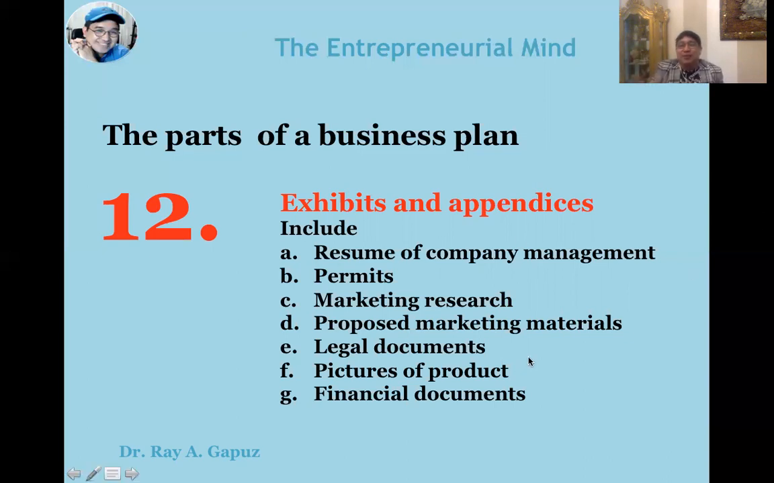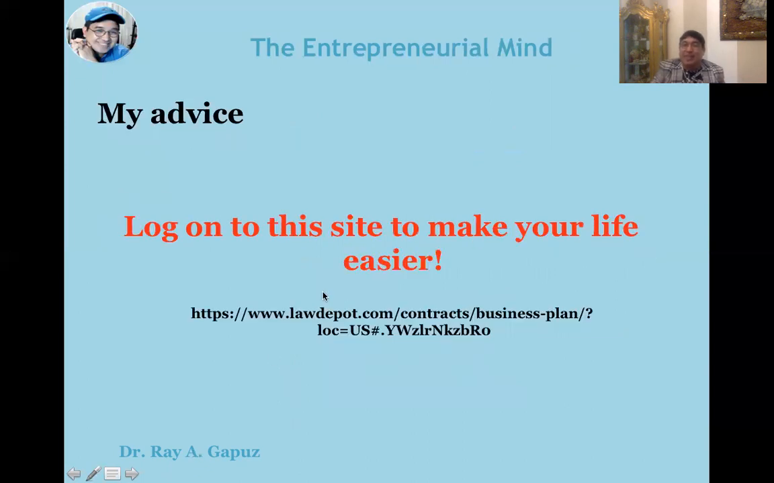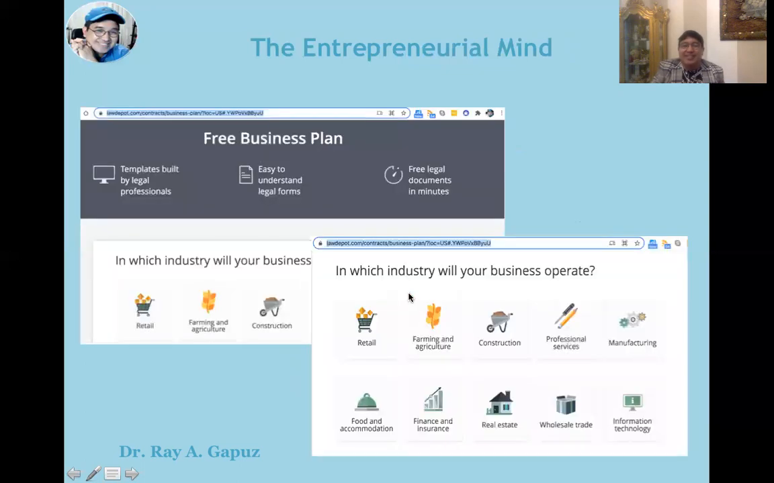Then, proposed marketing materials, legal documents, pictures of the product, okay? And of course, financial documents. Like for example, yung mga projections na ginawa ninyo, it has to be there, okay? For easy referencing. Once again, para dumali ang buhay mo, my advice, log onto this site to make your life a little more easy. Okay, so you have a free business plan.